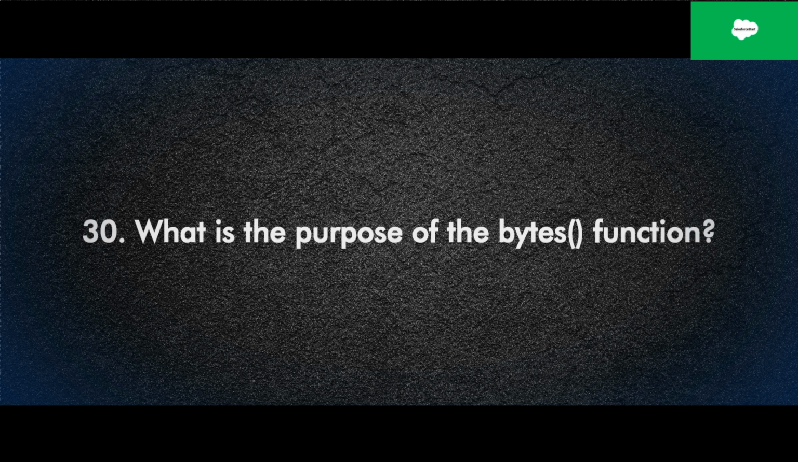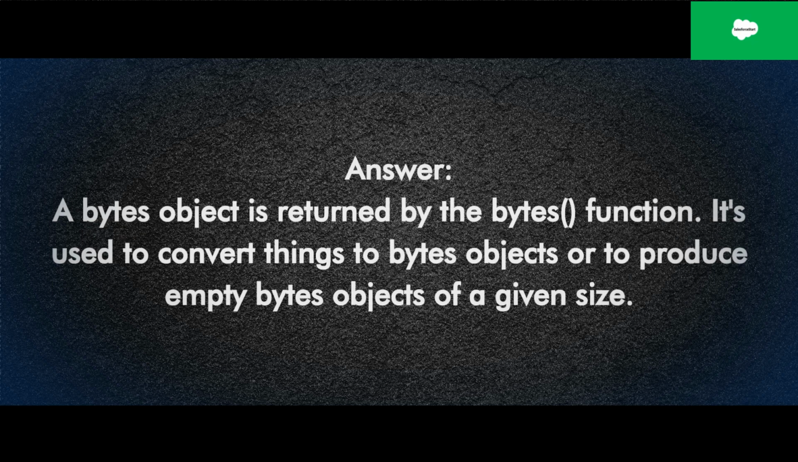30. What is the purpose of the bytes function? Answer. A bytes object is returned by the bytes function. It's used to convert things to bytes objects or to produce empty bytes objects of a given size.